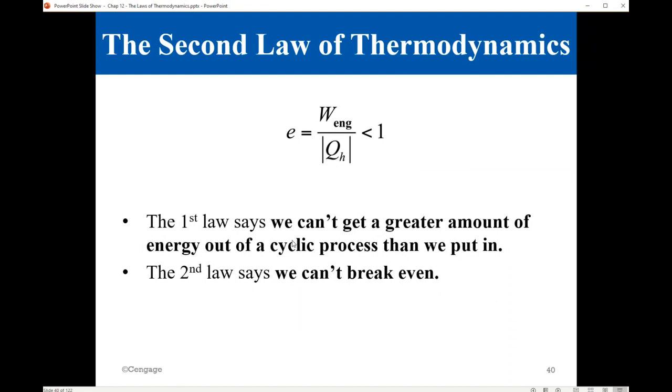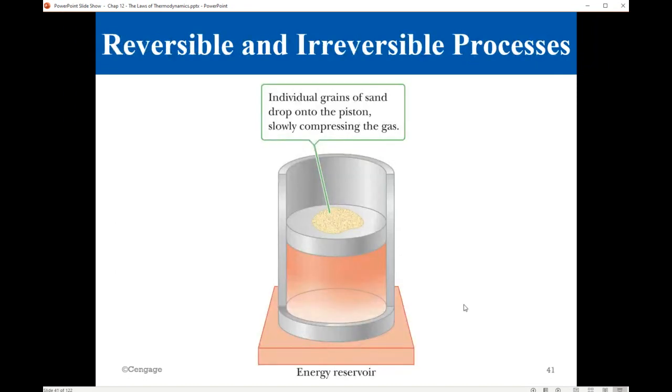So the first law says we cannot get a greater amount of energy out of a cyclic process than we put in. That's energy conservation. But the second law says we cannot break even. Cannot break even because always the energy output will be less than the energy input.